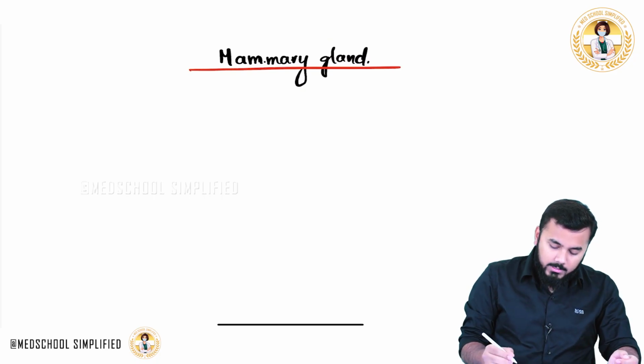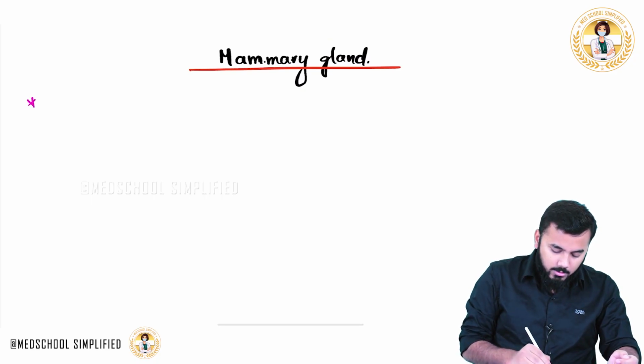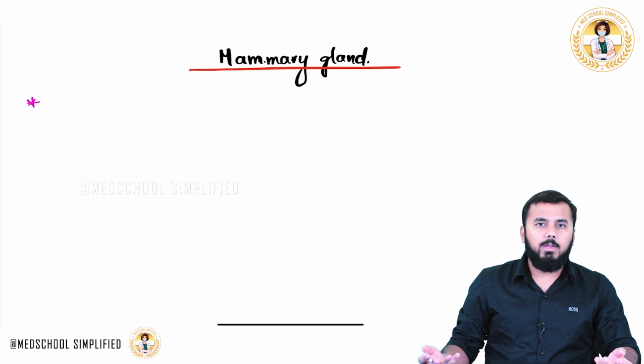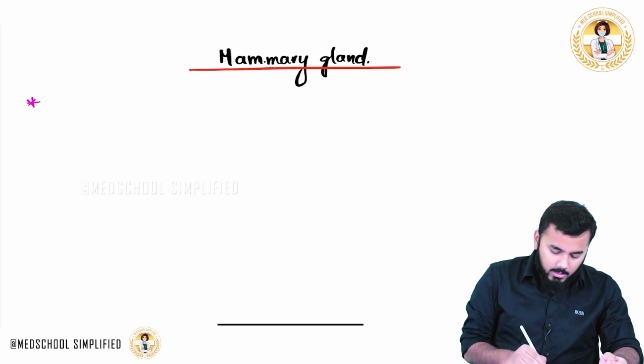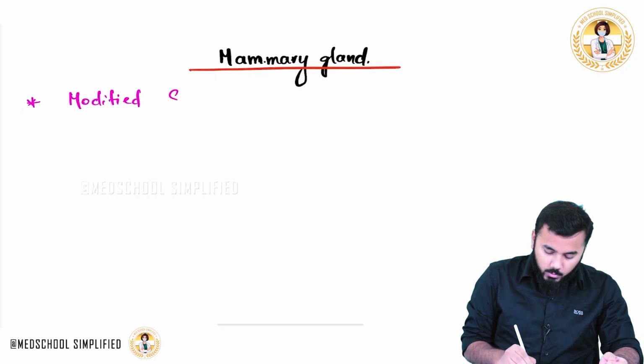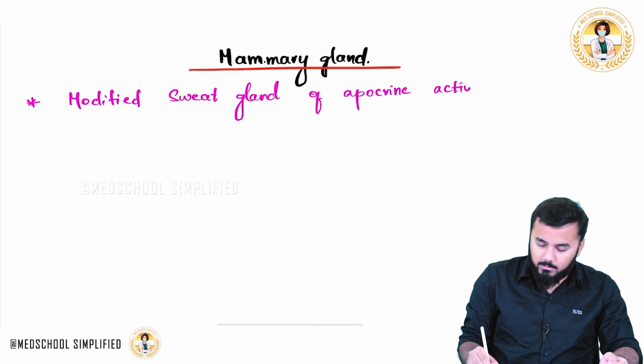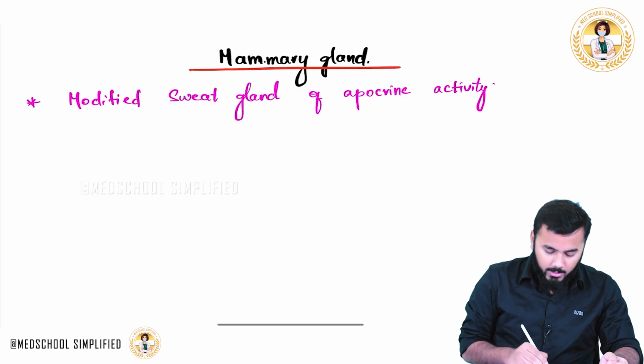Now, before I discuss mammary gland, a few important things you need to keep in mind is that this mammary gland is a modified gland. It is a modified apocrine gland. So this mammary gland is a modified sweat gland of apocrine activity. All of you know this thing of apocrine activity.